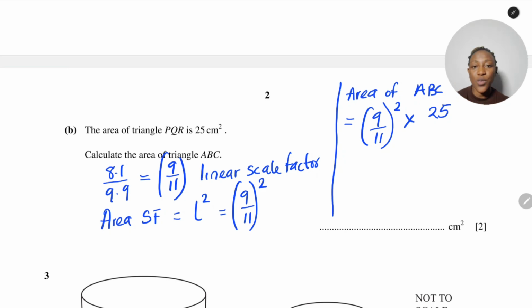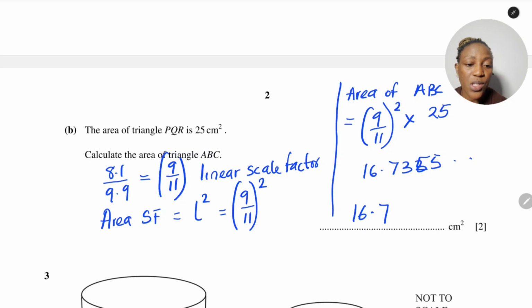Easy peasy. You don't need to know any of the other dimensions. So long as the question says they're similar, we apply this idea to it. If you simplify all of this, your final answer is going to be 16.7355 and so on. Remember, we're required to give our answers to 3 significant figures when the values are not exact. So this value to 3 significant figures is 16.7 centimeters squared.